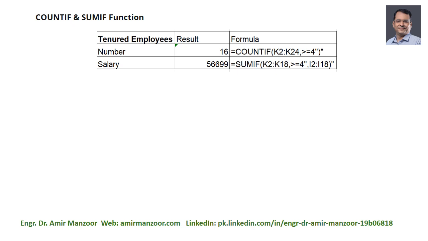In the example, you can see that I have calculated the number and the total salary of the tenured employees. If you look at the formula I've used, the COUNTIF formula starts with the selection of the range. Here I have selected K2 to K24. Remember that the K column of our dataset includes the Years at Company values for various employees. So I have selected K2 to K24, and then I have provided the criteria, that is greater than or equal to 4.